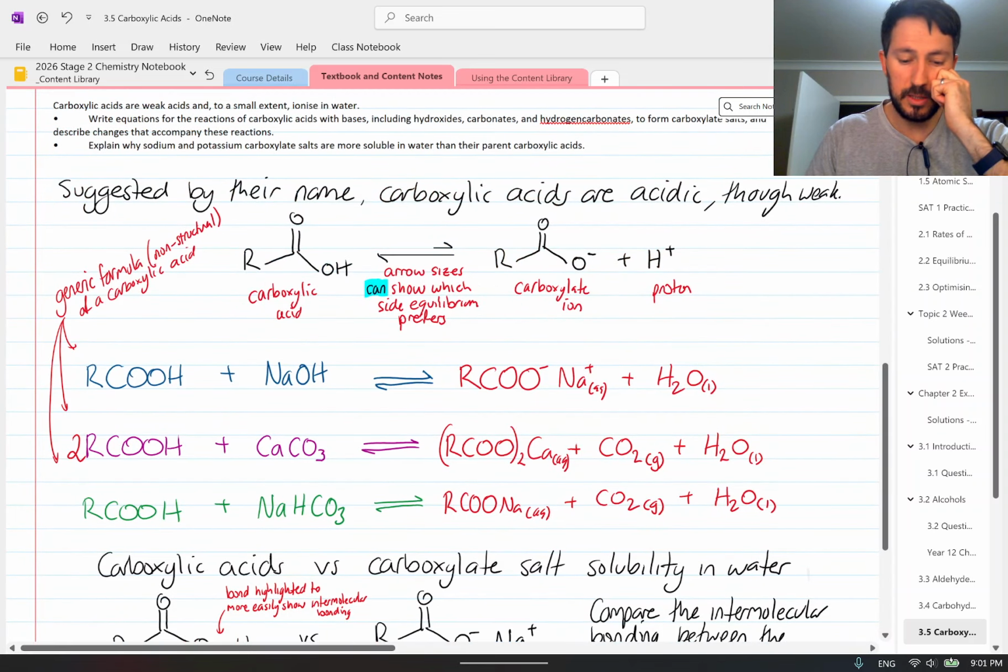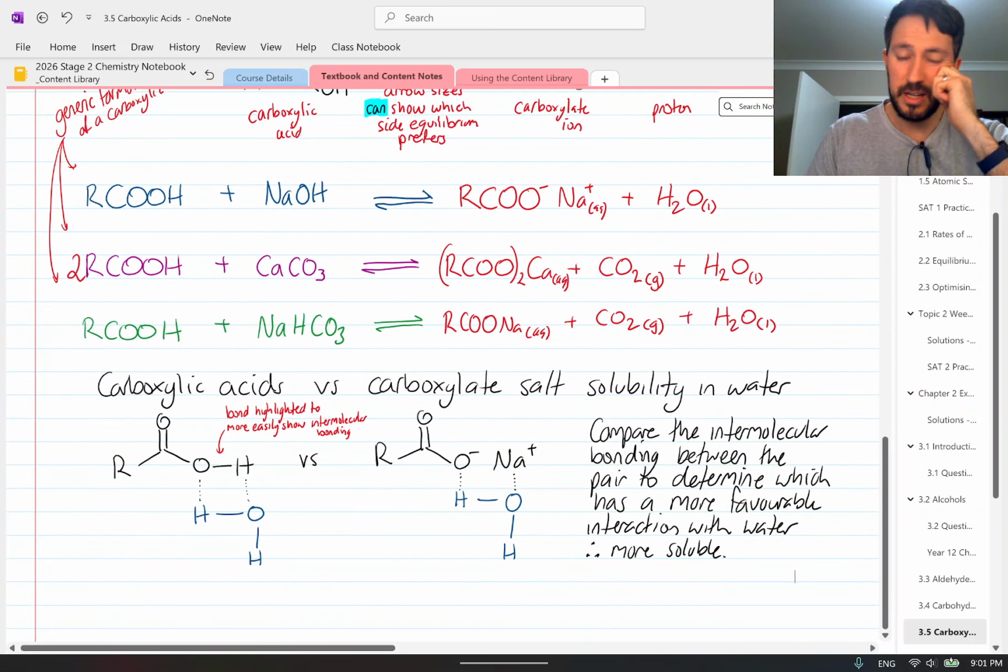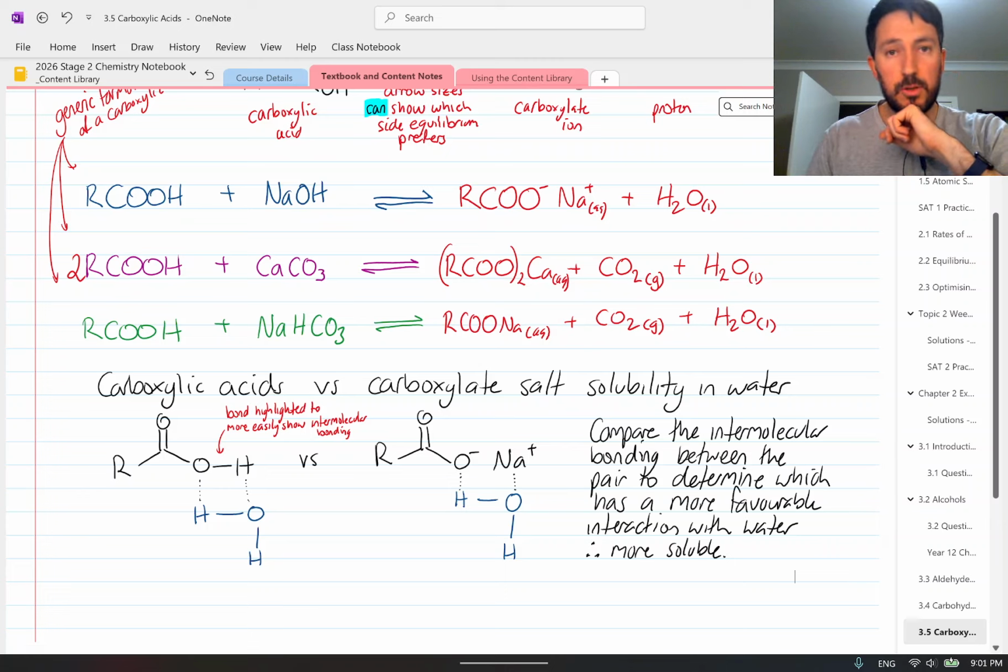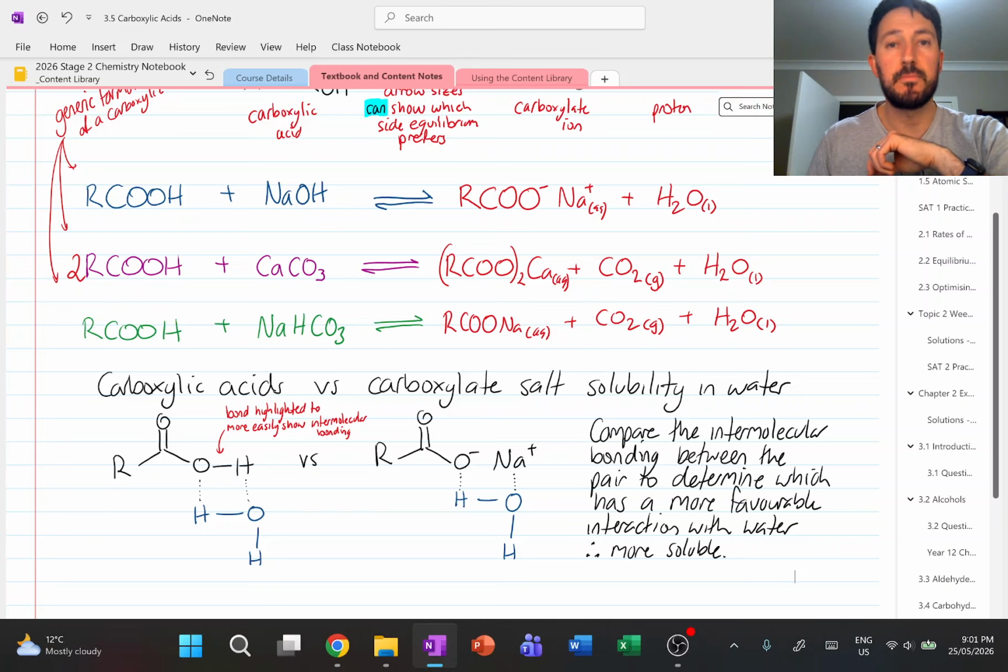And that is pretty much it for this section. Again, like I mentioned earlier, there are more details on carboxylic acids overall in the textbooks, but I'll leave those details there. Hopefully this helps.